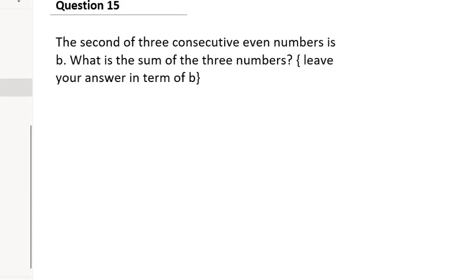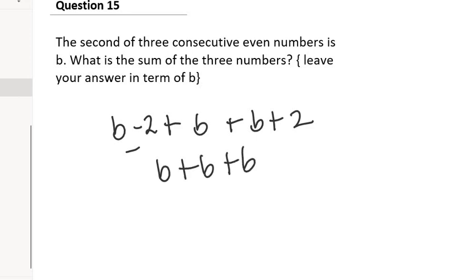Question 15. The second of 3 consecutive even numbers is b. This is the second. So what is the sum of the 3 numbers? Let the first be b minus 2, then the last will be b plus 2. So this is the first, the middle, and the last. Rearrange this, we have b plus b plus b plus 2 minus 2. Just let the b's be together, and plus 2 minus 2 will give me 0. b plus b plus b will give me 3b, and that's the answer.